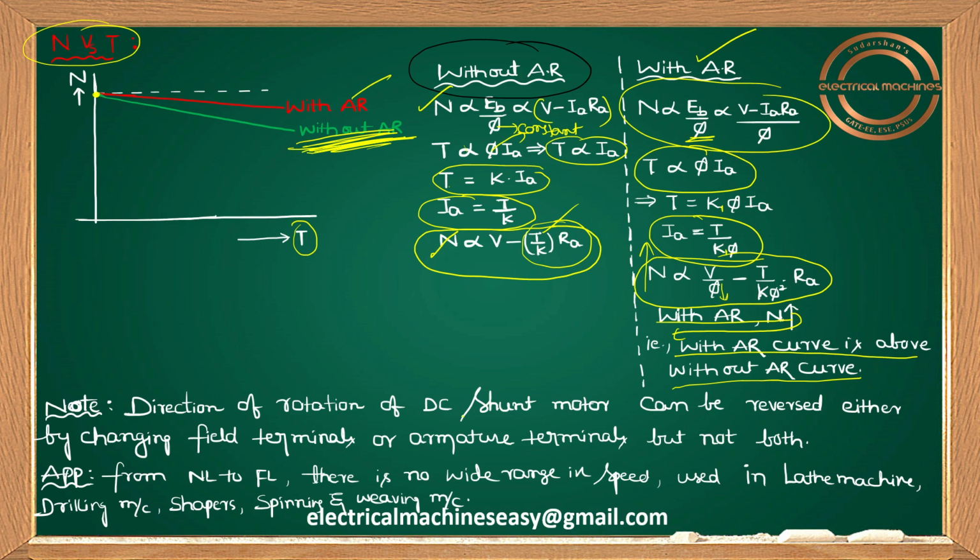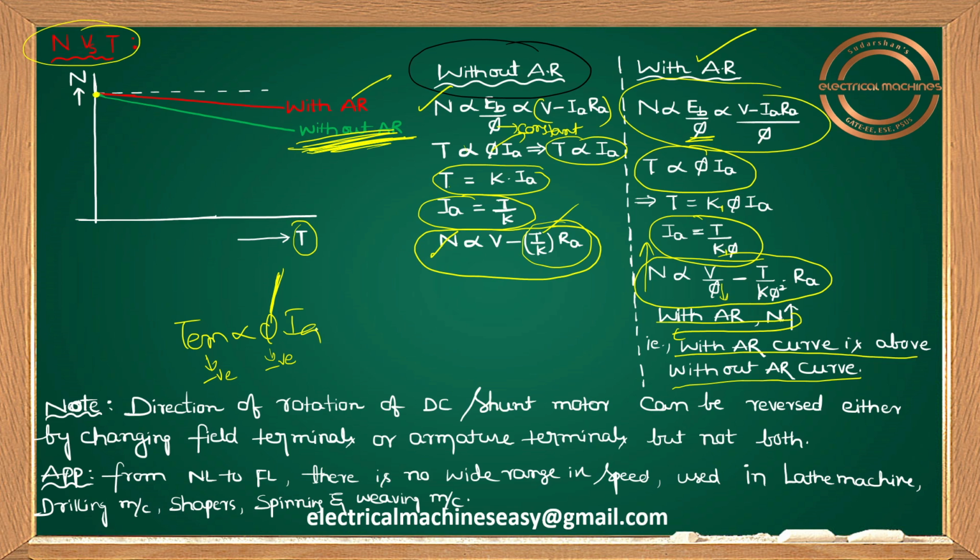See, the direction of rotation of a DC shunt motor can be reversed. Already T is proportional to phi into IA. If you want to reverse the rotation of the shunt motor, that can be done by changing the field terminals. If you change the field terminals, the flux will change, that means in place of plus, it becomes minus. So torque becomes negative, and definitely the motor will rotate in the reverse direction.